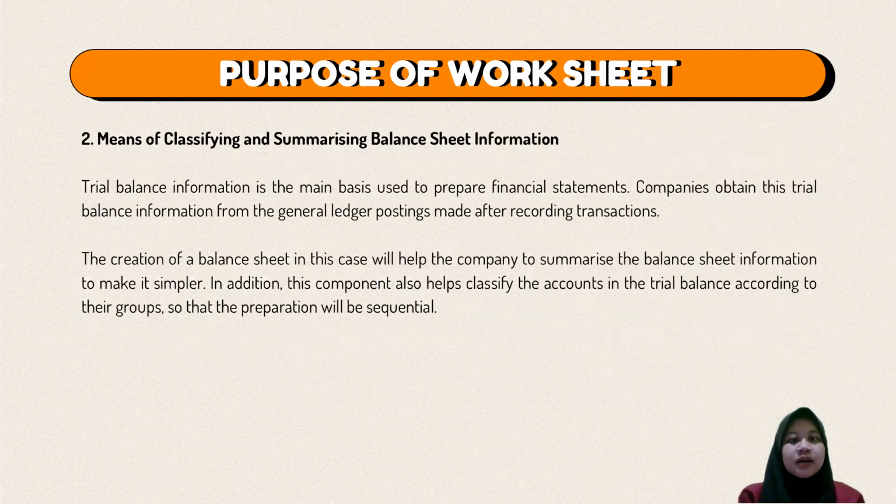Next, number two, means of classifying and summarizing trial balance information. Trial balance information is the main basis used to prepare financial statements. Companies obtain this trial balance information from the general ledger after posting after recording transactions. The creation of a worksheet in this case will help the company to summarize the trial balance information to make it simpler. In addition, this component also helps classify the accounts in the trial balance according to their group so that the preparation will be sequential.